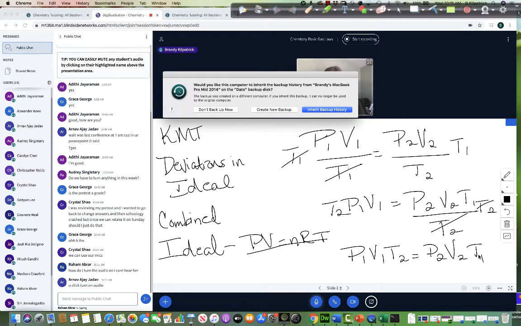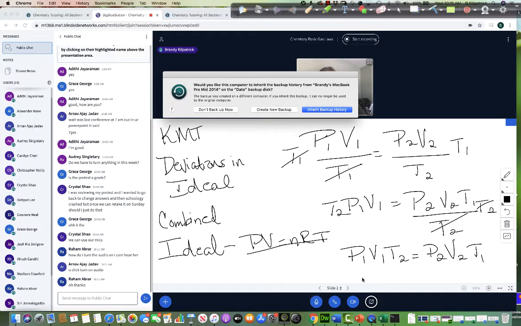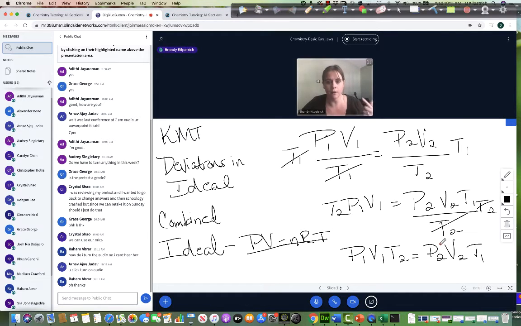Okay, so I like to use this, and this covers Boyle's law, Charles' law, and Gay-Lussac's law. So if you have this one equation, you can solve for any variable that may change.